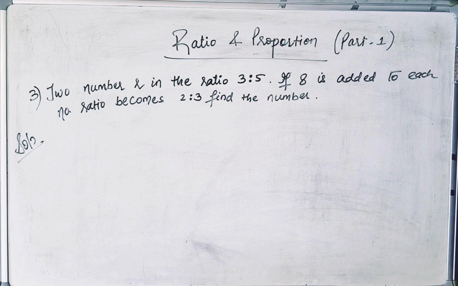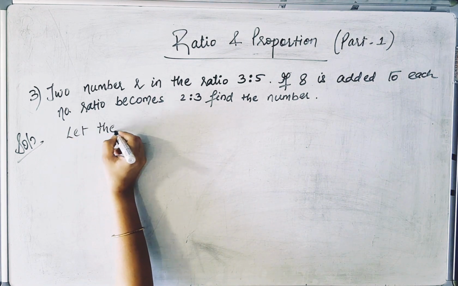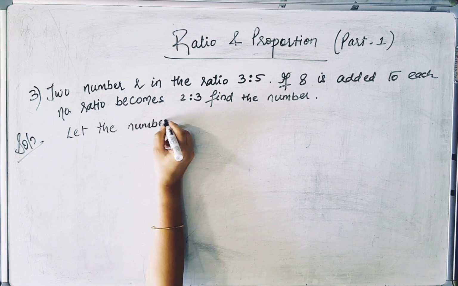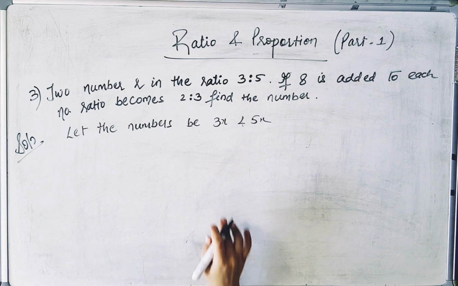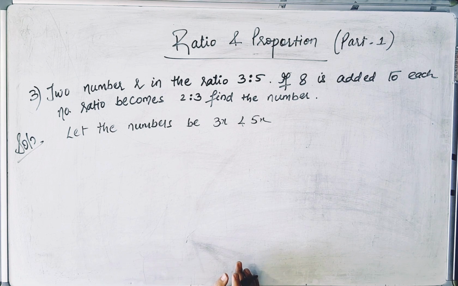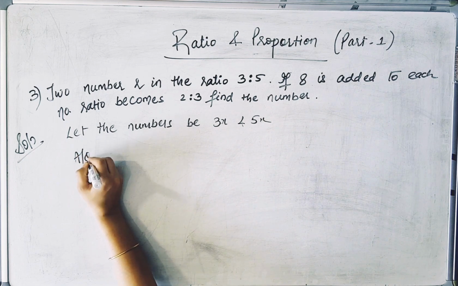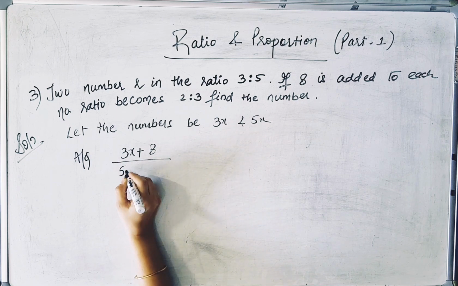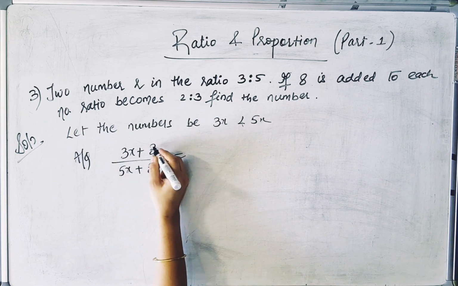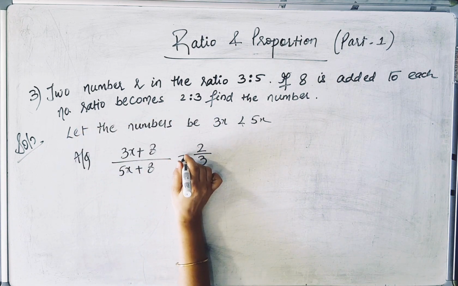The two numbers they have given are in the ratio of 3 is to 5. So what method do we apply here? Let the two numbers be 3x and 5x, we assume, because it is 3:5. Now according to the question, 8 is added to each number. So 3x plus 8 upon 5x plus 8. If 8 is added to each number, the ratio becomes 2/3. Thus the ratio is 2/3.